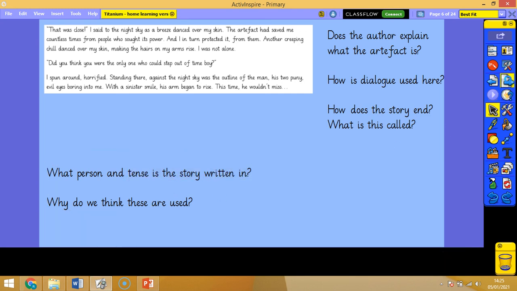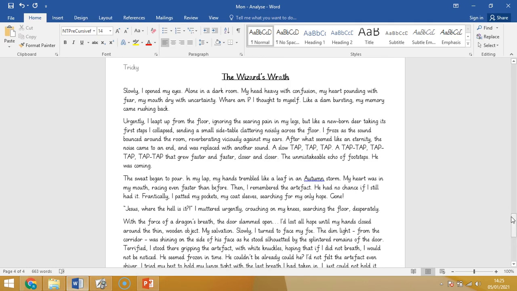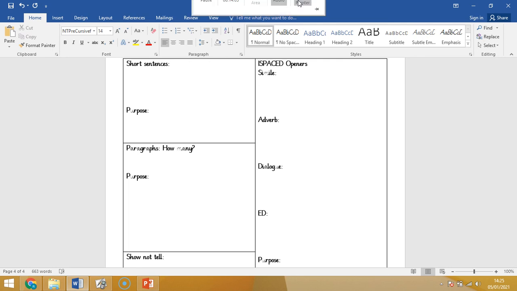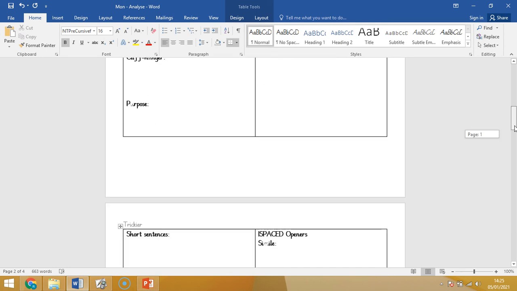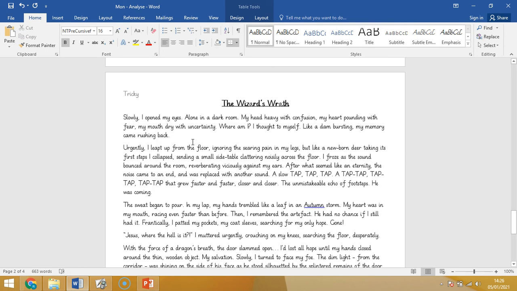All right. So on to your task. So now today we're just going to analyse. I'm going to take a few examples because I've gone on for nearly 15 minutes now. So we're going to look for short sentences. So go down here. And if you're working on a computer, you can colour code this easily. So we're going to have a look for short sentences.